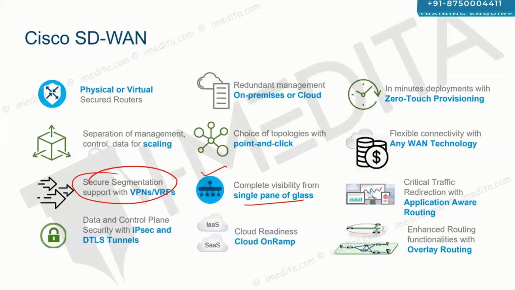If you want some sort of segmentation, sometimes you would have different requirements, like you have got corporate users, you have got a PCI compliant network, or maybe a HIPAA compliant network, right? And you have to create different VRFs for them, right?